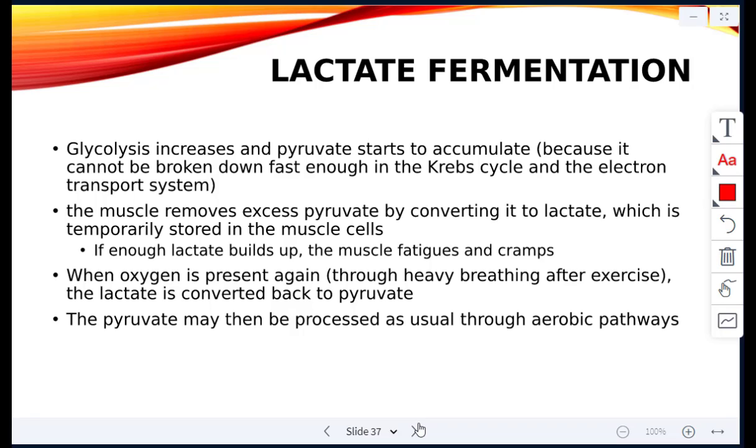So the muscle will remove the excess pyruvate and convert it to lactate, which will get temporarily stored in the muscle cells. And usually you'll feel that as muscle cramps and muscle fatigue if enough of that lactic acid builds up. Then when oxygen is present again, usually through heavy breathing after exercise, the lactate will get converted back to pyruvate, and then pyruvate will be processed as usual through the aerobic pathways.